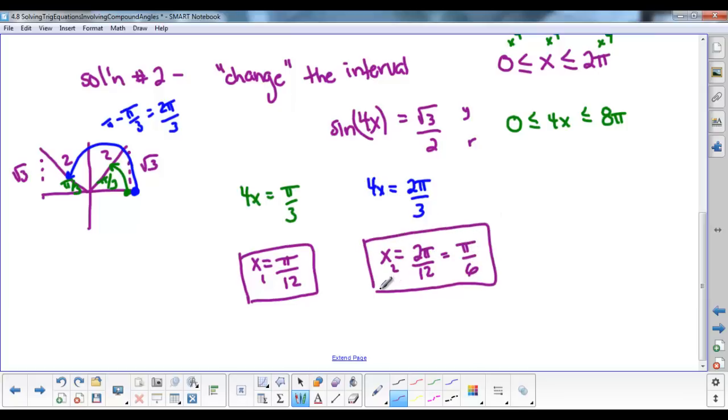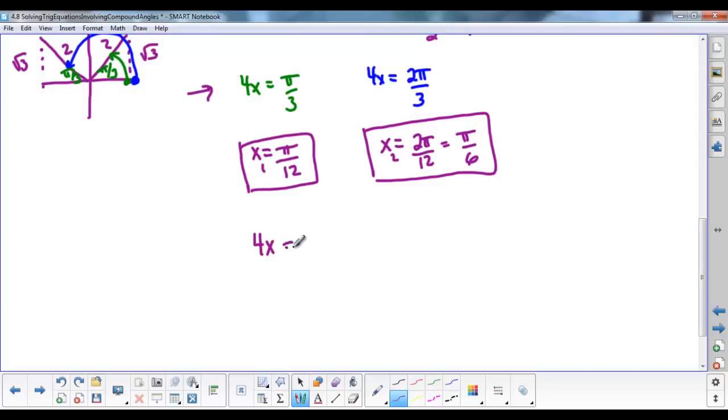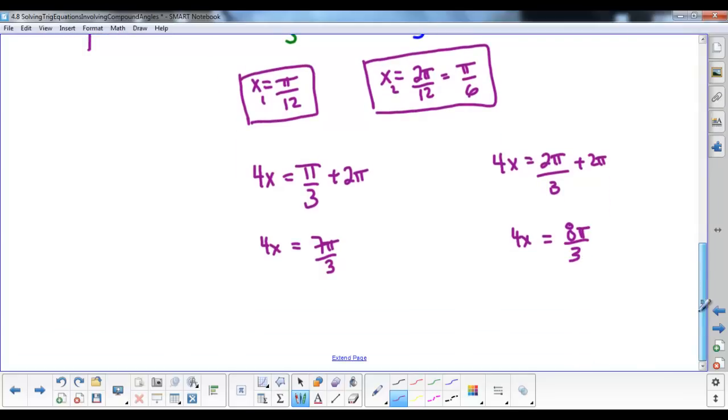Just as we did in the last example, I want to add that extra 2 pi. So I'm going to take these values and add 2 pi to each of them. I'm going to take 4x equaling pi by 3 and add 2 pi to it, and do the same thing to our other equation. Now pi by 3 plus 2 pi ends up being 7 pi by 3, and the other equation is 4x equaling 8 pi by 3. Again, we want to solve for x, so I'm going to divide both sides by 4. 7 pi by 3 divided by 4 is going to give me 7 pi by 12. So that's our third possible answer here. And again, I'm going to do it to this equation.